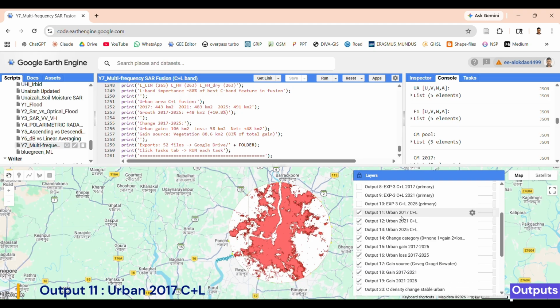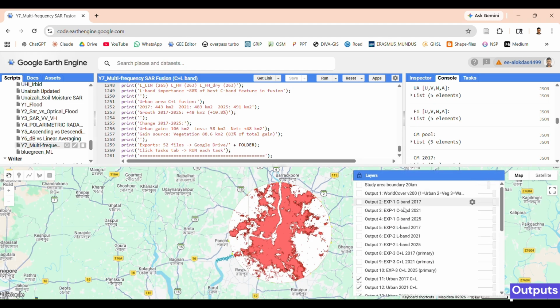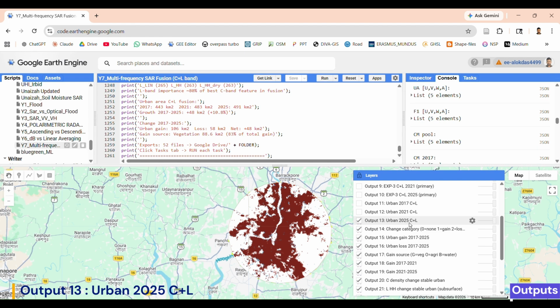Output 11, output 12, and output 13 belong to the urban-only category. Now moving to output 11 for 2017, urban areas are concentrated mainly in the core region. Next, observe output 12 for 2021, where urban areas expand outward compared to output 11. Now coming to output 13 for 2025. Urban extent is maximum, showing strong expansion and densification.